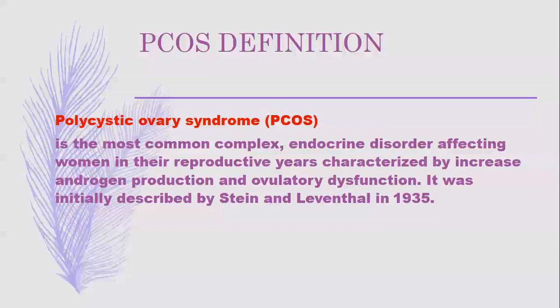How can we define Polycystic Ovary Syndrome? To define it, we should keep in mind that it is an endocrine disease. It is the most common complex endocrine disorder affecting women in their reproductive years, characterized by androgen production and ovulatory dysfunction. It was initially described by Stein and Leventhal in 1935, and for that the disease was called Stein-Leventhal syndrome, and then the name was changed to Polycystic Ovary Syndrome.